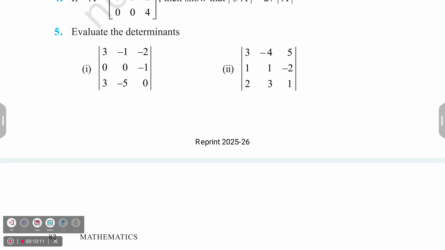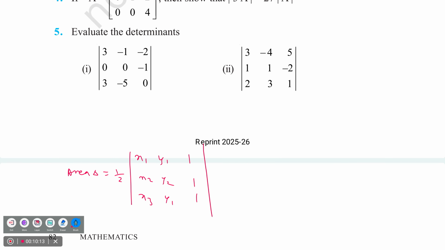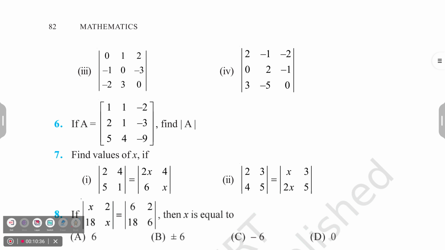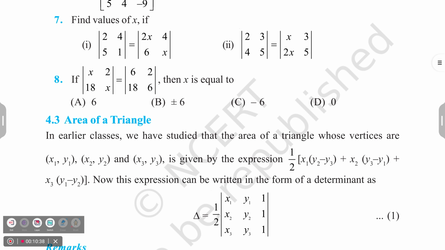1 by 2 determinant x1 y1. See that formula, you can remember easily. Area of triangle is equal to 1 by 2, first point, second point, third point, then 1 1 1. That's it. If you apply the determinant, you will get it. Am I right? First point, second point, third point, then column 3, 1 1 1. If you apply, you will get the answer for this. Okay. This is the next exercise we are going to see. See, one more question they asked here.